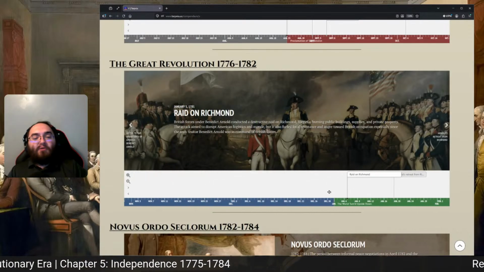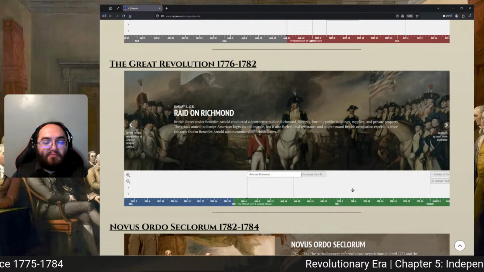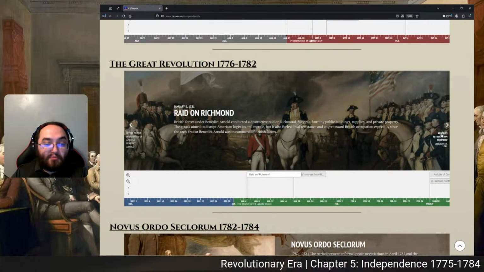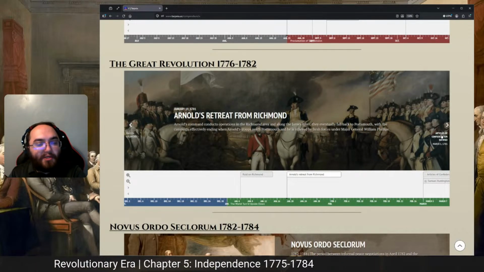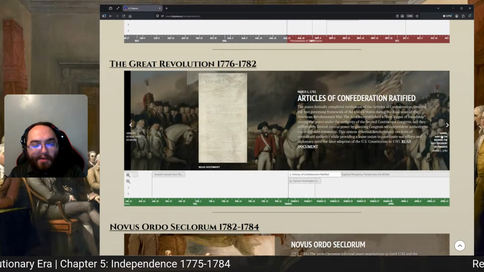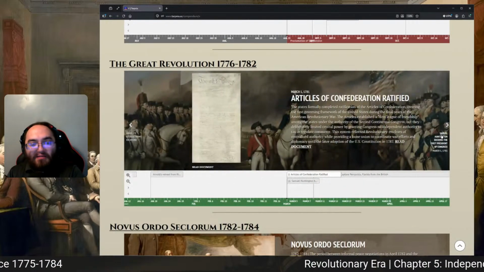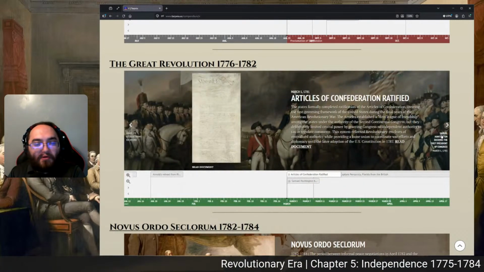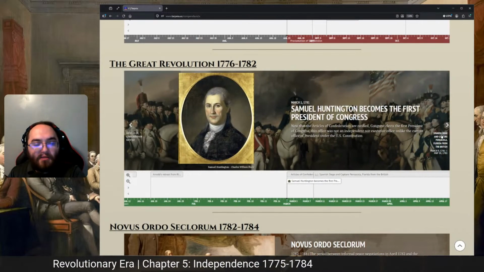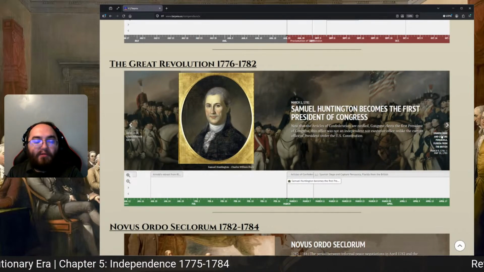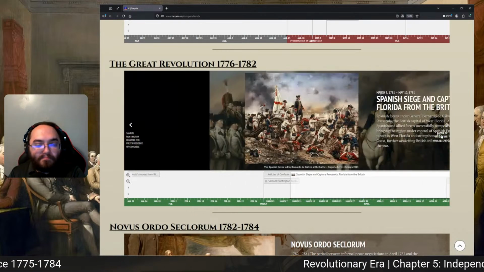So now Benedict Arnold, he is a British officer, and he will lead raids on places like Richmond. He will retreat from Richmond January 19th, 1781. So the Americans really hate Benedict Arnold at this point. The Articles of Confederation are ratified on March 1st, 1781, and on the same day they elect the first president of the Congress, which is Samuel Huntington.